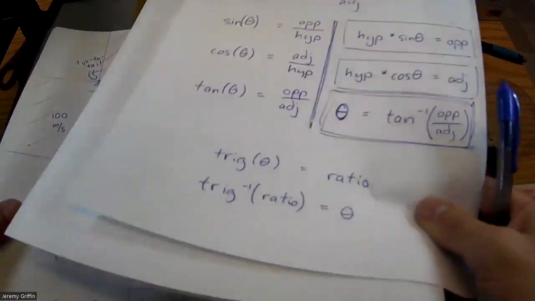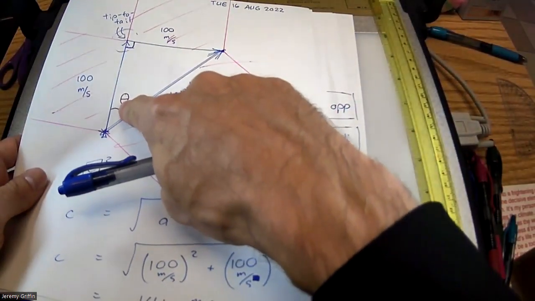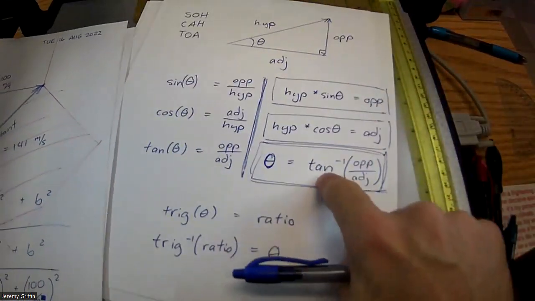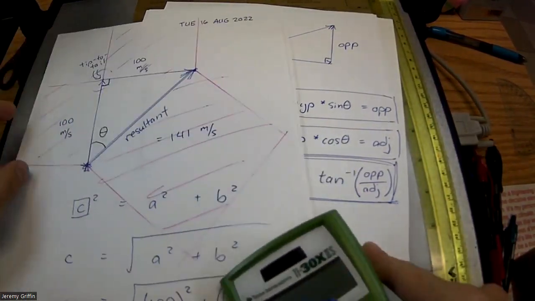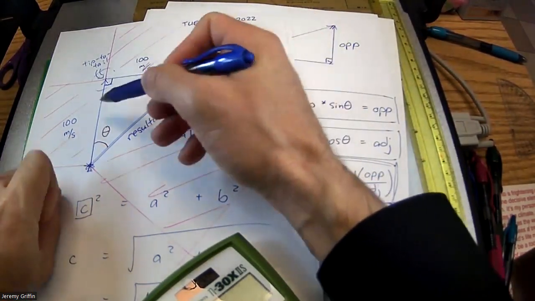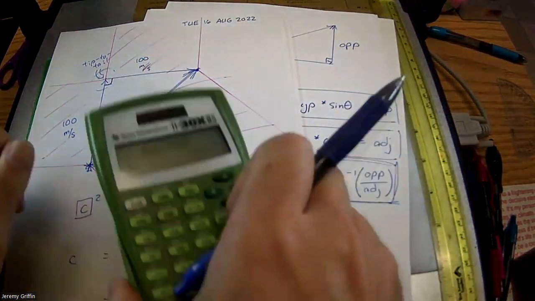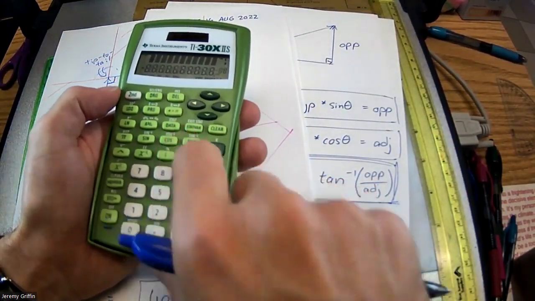Let's try one that you already know the answer to, which is this one here. You guys already told me this is a 45 degree angle, right? Let's see if this actually works. Now, if that's true, relative to this angle theta, isn't this 100 meters per second opposite and this 100 meters per second adjacent? Is it? So now I don't want to do tangent. I want to do inverse tan.